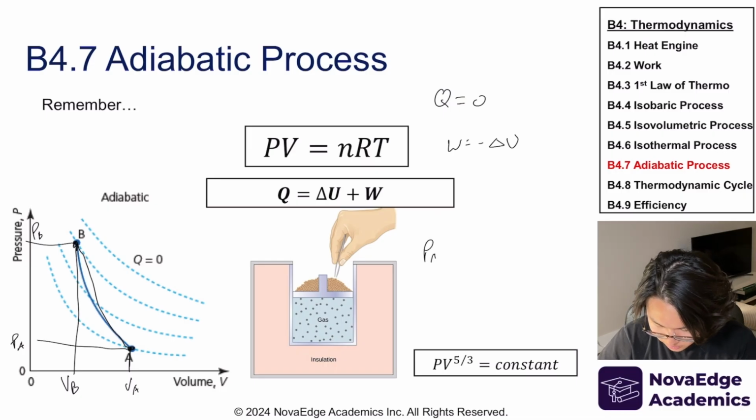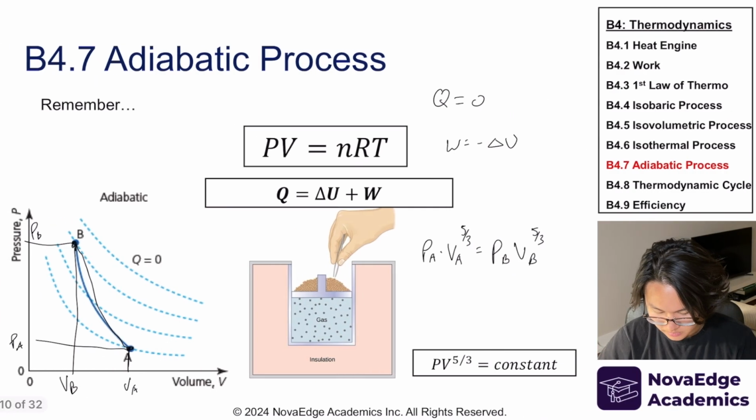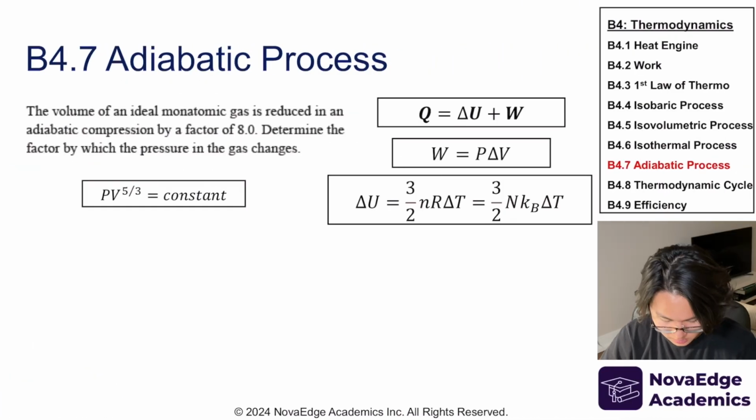So PA times VA to the power of 5 over 3 is equal to PB times VB to the power of 5 over 3. Okay, so isolate one of the factors, and you can easily calculate that factor using the 3 knowns. Okay, so let's do this problem.